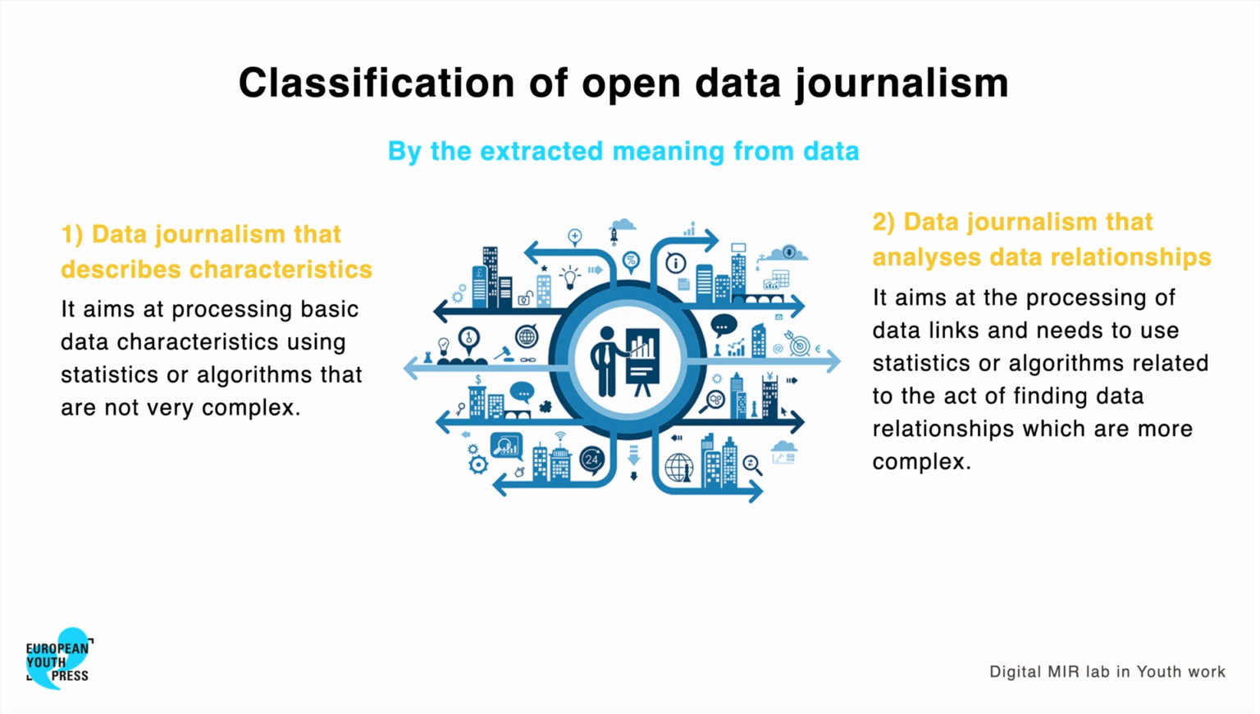Whereas data journalism that analyzes data relationships aims at the processing of data links and needs to use statistics or algorithms related to the act of finding data relationships, which are more complex than data journalism that describes characteristics. It is used to analyze complex structures and categorize the relationships.